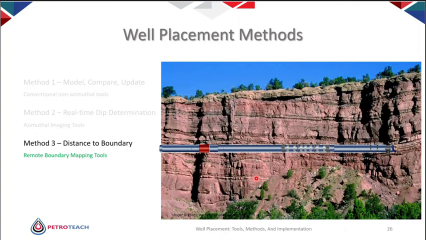Conventional average logs have depths of investigation ranging from inches to a few feet. That's something we all know. These logs can be used in model compare update, as I mentioned in the previous slides. But they have a big limitation, which is their lack of azimuthal sensitivity. On the other hand, we have conventional imaging logs, such as density and resistivity images, which are effectively used in the real-time depth determination technique, the second technique that I explained in the previous slides. But the problem with these tools is that they can only detect the boundary once the borehole has come into contact with that boundary. This is due to the shallow depths of investigation of these measurements, which are limited to the order of inches.